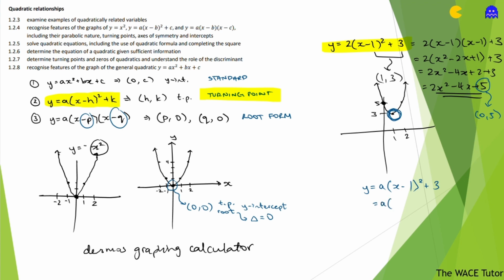And I know if I expand things out, I should get something like a times (x squared take 2x plus 1) plus 3, and I get ax squared take 2ax plus a plus 3. And because I know my y-intercept is equal to 5, I know that a plus 3 must equal 5, and therefore a equals 2. And so I get the equation y equals 2(x take 1) squared plus 3. Okay, cool. So that's the turning point form I'm given. So I've knocked that off.